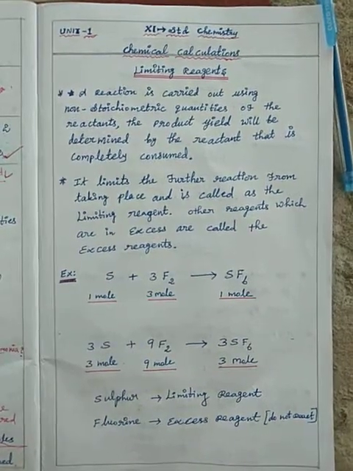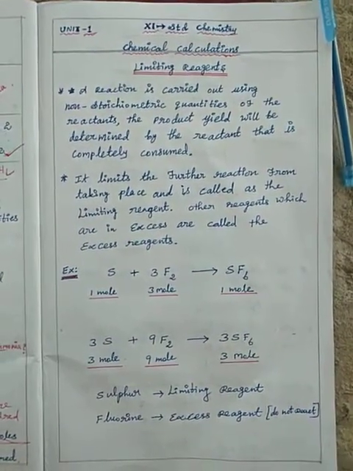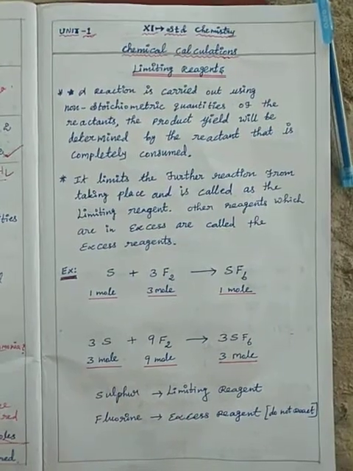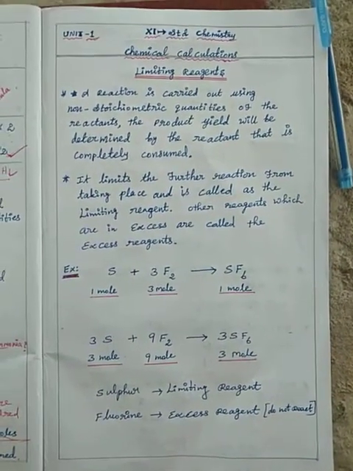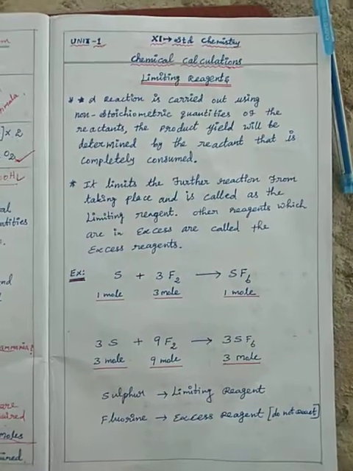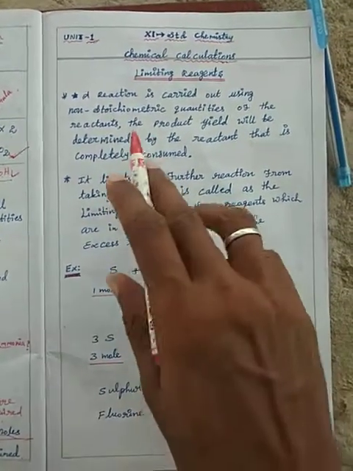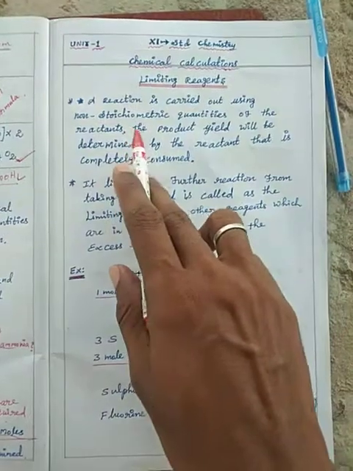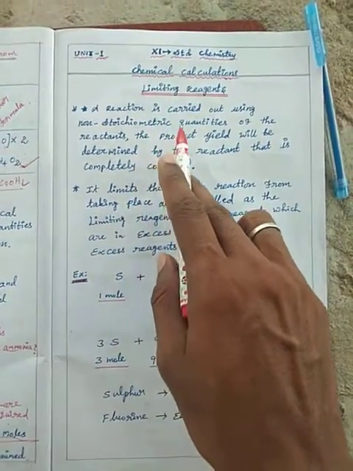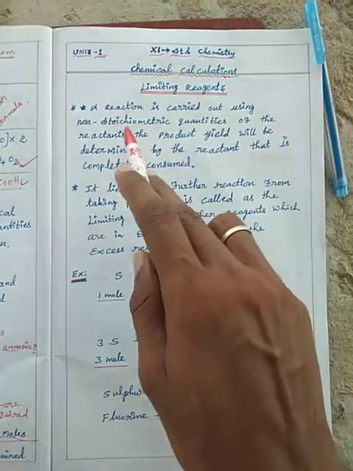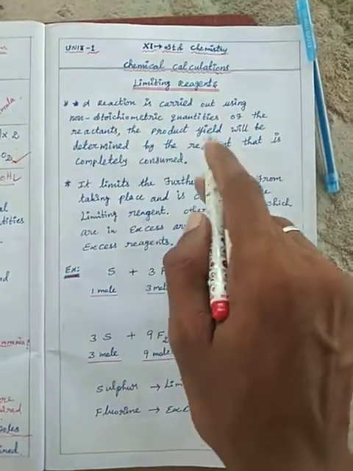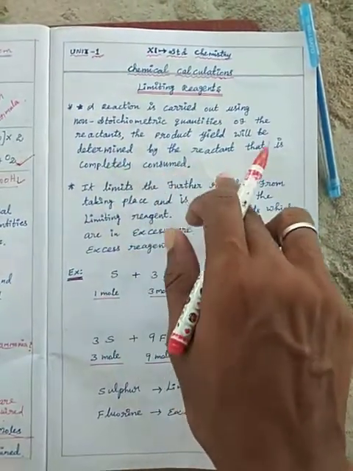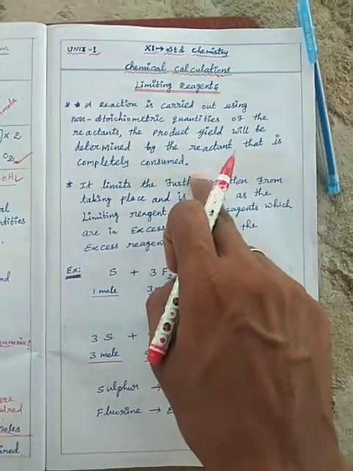Today's session discusses chemical calculations, Unit 1: limiting reagents. In chemical reactions, the reactants and products are very important. The reactant quantity is based on the stoichiometric equation we discussed before in class. A reaction carried out using non-stoichiometric quantities is called reactant based. The product yield is determined by which reactant is completely consumed.